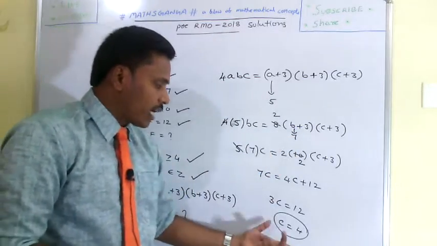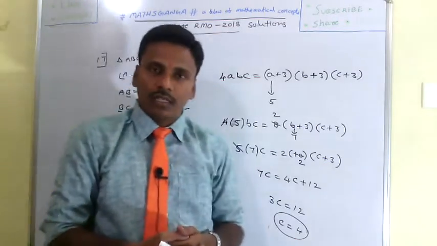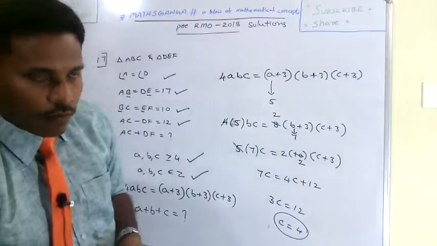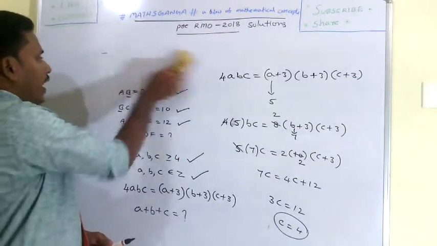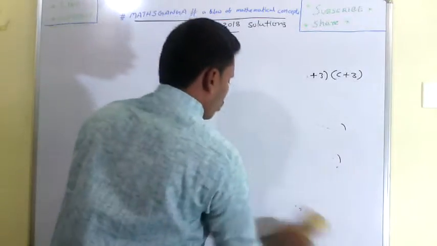And then directly I got the value of C as 4, and the sum of the values of A, B and C is 16. There is your answer. Right? Then coming to the next problem, the 19th problem of RMO 2018.